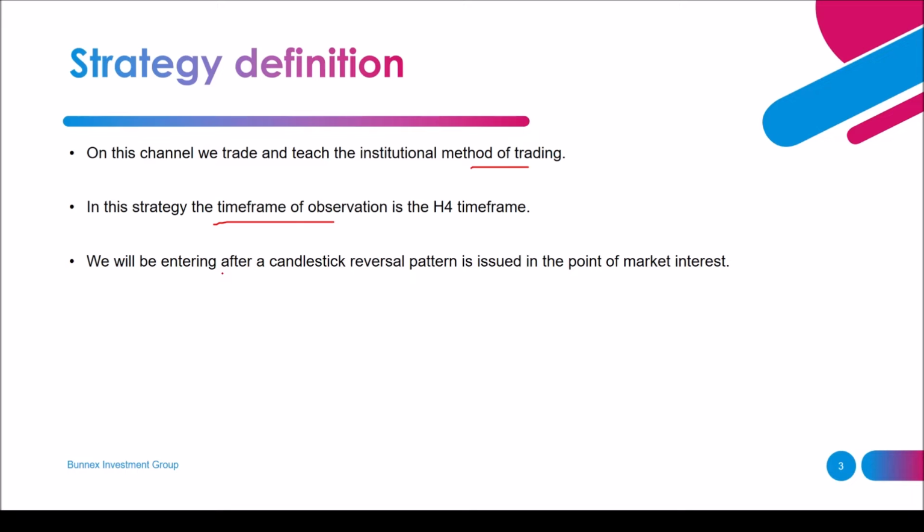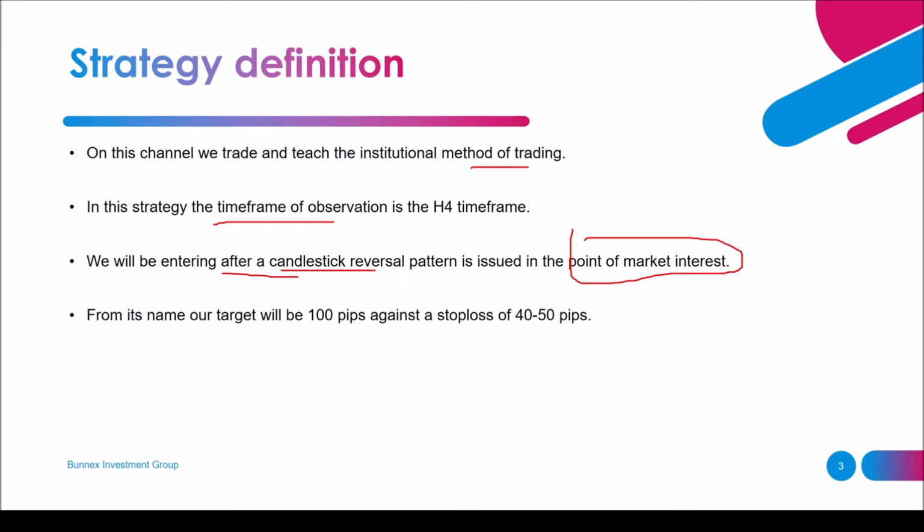We will be entering after a candlestick reversal pattern is issued in the point of what we call the market interest. So the first thing is actually to let price come to the point of market interest for you to catch a candlestick reversal pattern that allows you to make an entry. From its name, our target will be 100 pips against a stop loss of 40 to 50 pips, which gives us a risk to reward ratio of 2:1.